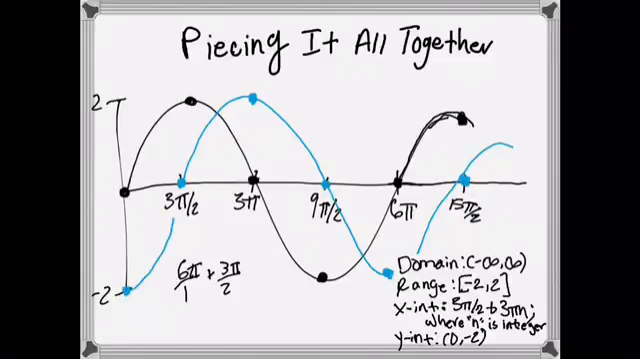Based on the graph, the domain for this equation is negative infinity to positive infinity. The range deals with the amplitude. Since the amplitude is equal to 2, the range equals negative 2 to 2.